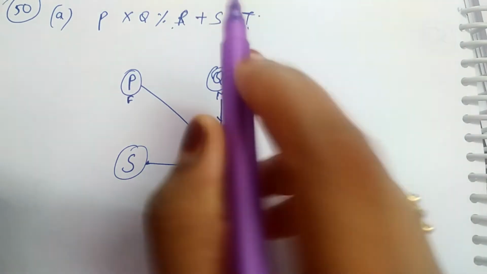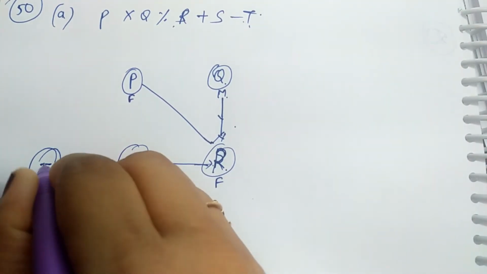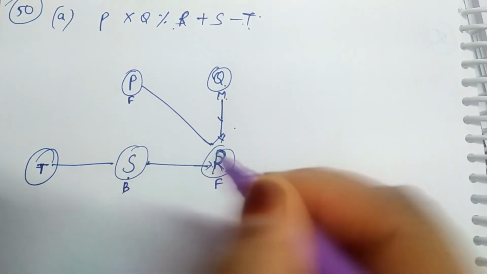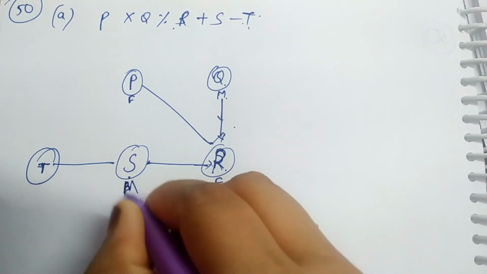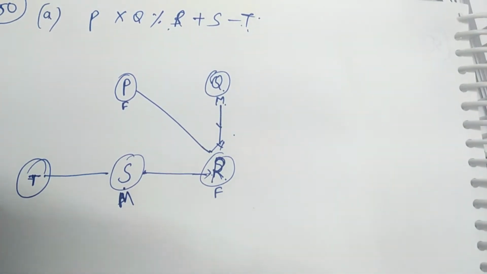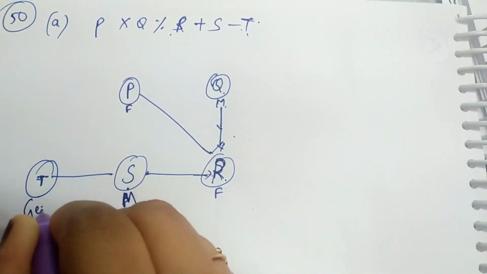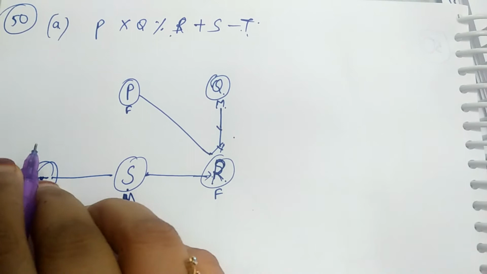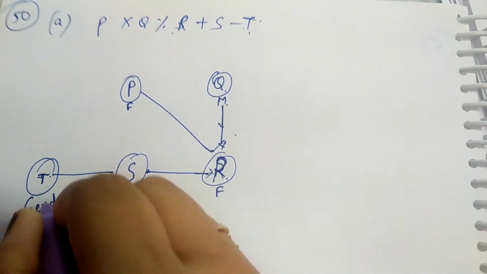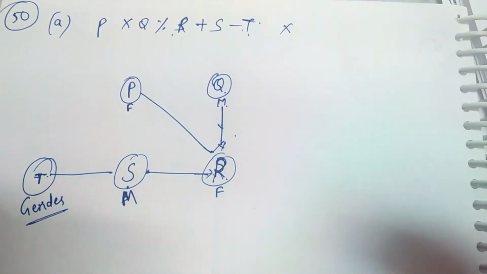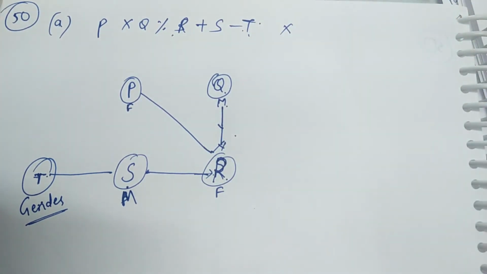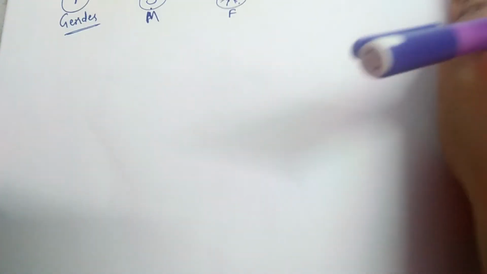S minus T is what? S is the brother of T. The brother is a male. So in this equation, we are not sure about the gender of T. The gender is not specified here. So from this equation we cannot find that T is the daughter of P. Let's move on to the next one, B.